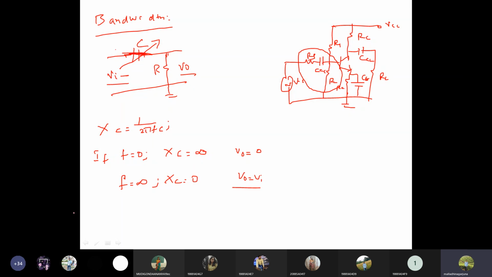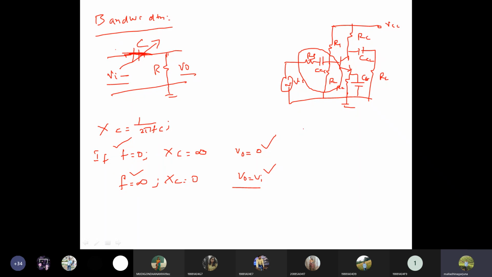First, see the first case here. F is equal to 0: if we apply a low frequency, the output is 0, so it is not allowing low frequency. If we apply a high frequency, the output is equal to Vi, that is, high voltage comes. So hence we can name it as a high pass filter. It allows only high frequencies.